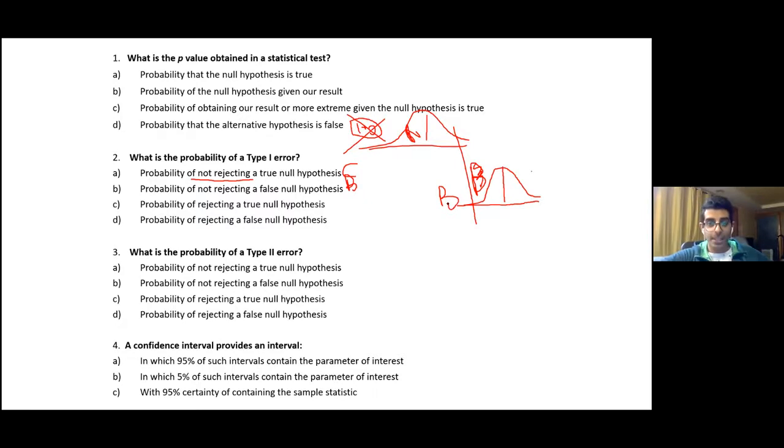Rejecting a true null. Why is it not alpha? Okay, wait. Because look, it's not saying rejecting a true null. It's saying not rejecting a true null. It's tricking you. It's doing a double negative or whatever it's called. It's saying probability of accepting a true null hypothesis. Lean, did you pay attention to this mistake? Because it's saying probability of not rejecting. Forget this entire thing. Just say accepting. Did you get it? Just say yes or no.